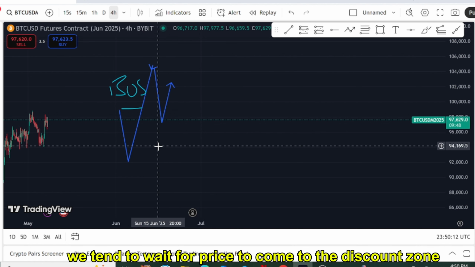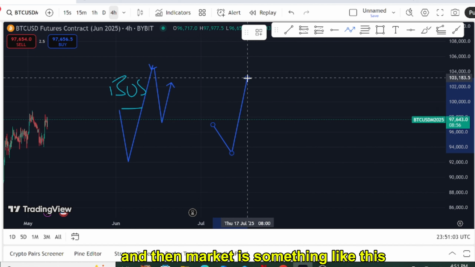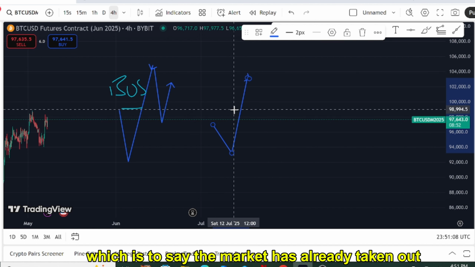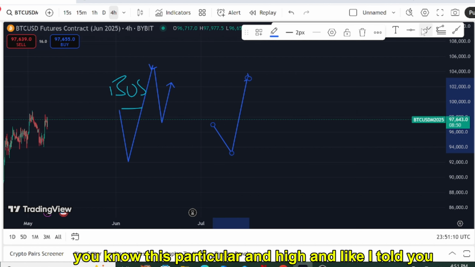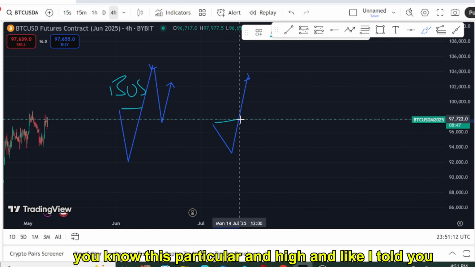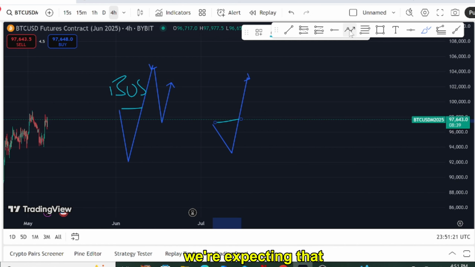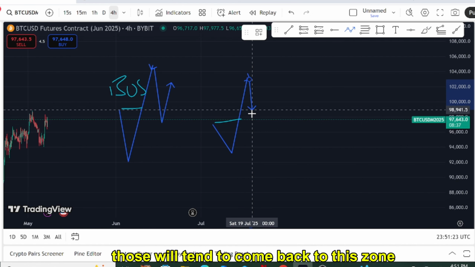Now let's say I have something like this, and then the market is something like this. So this is a swing structure, which is to say the market has already taken out this particular high, and like I told you, taking out this particular high is called the break of structure. Now, what are we expecting from basic market structure? We're expecting that price will tend to come back to this zone.